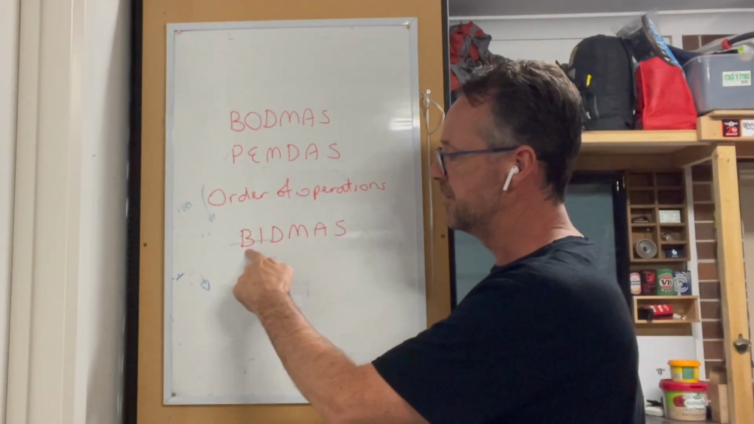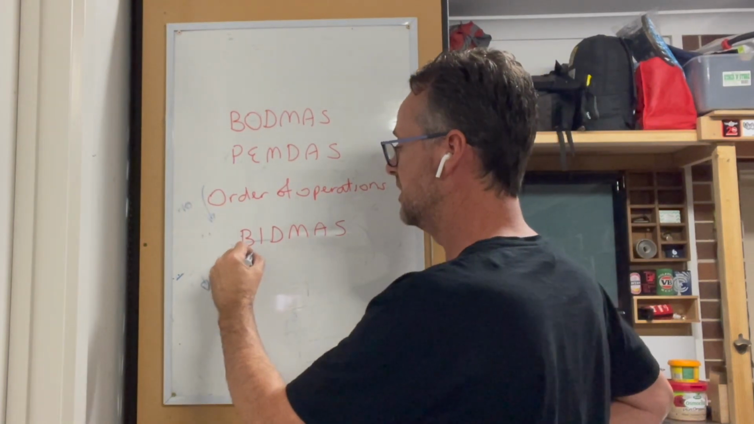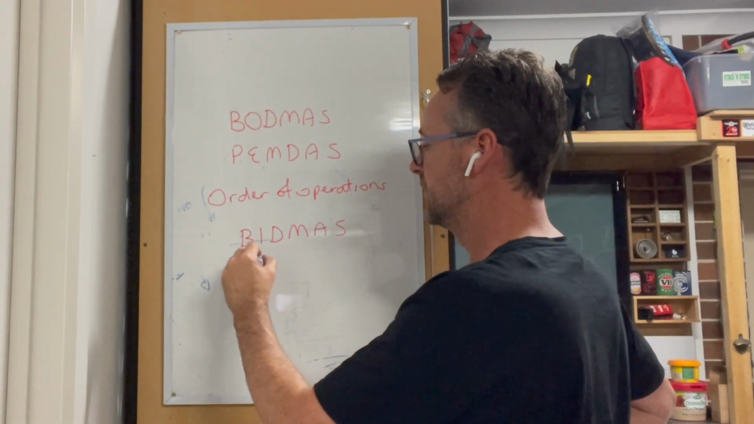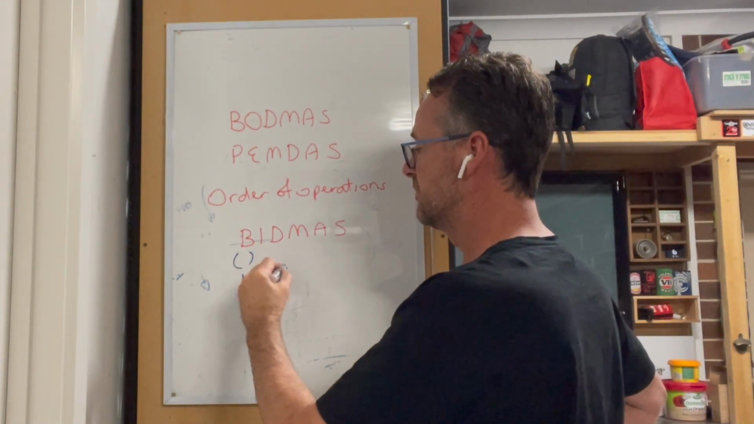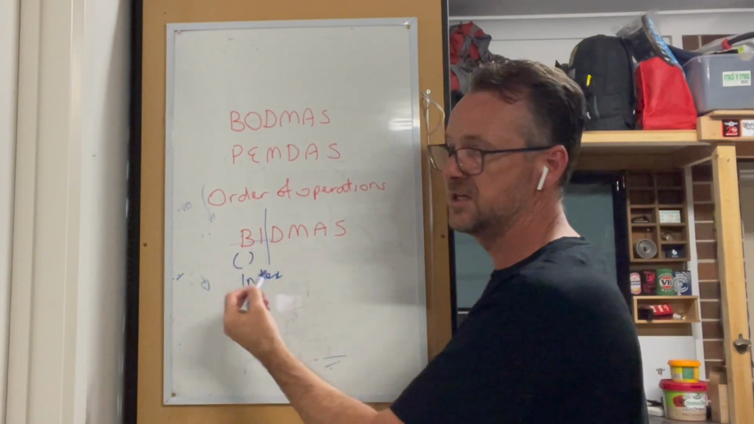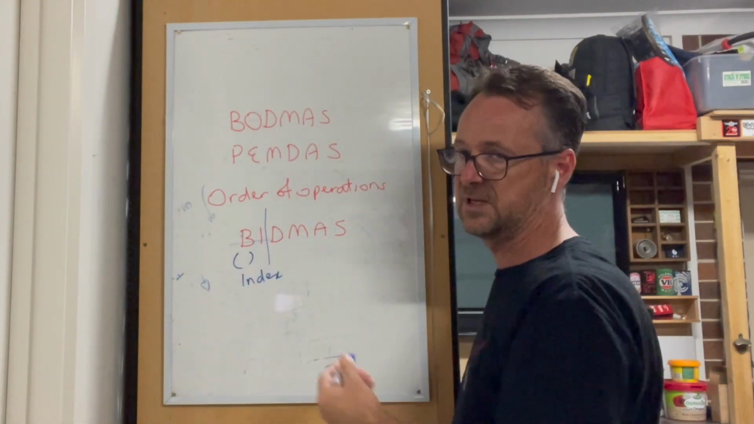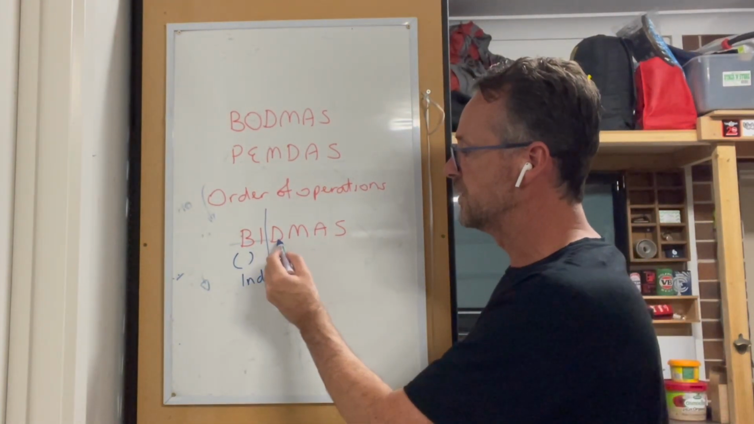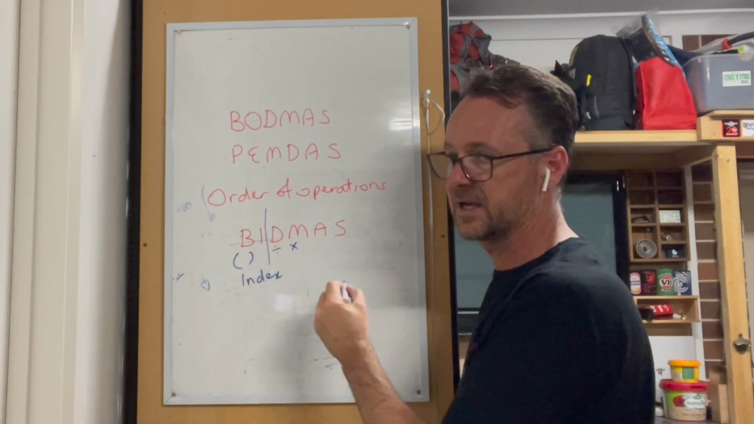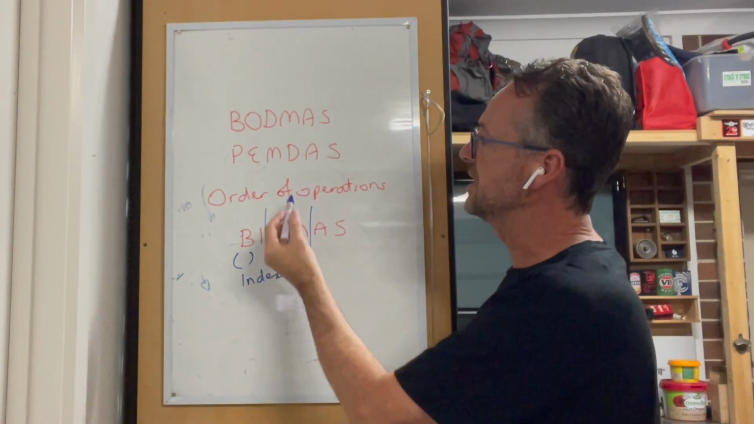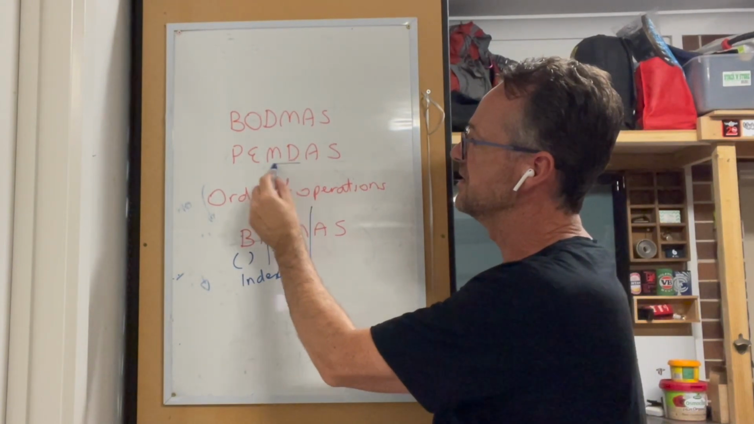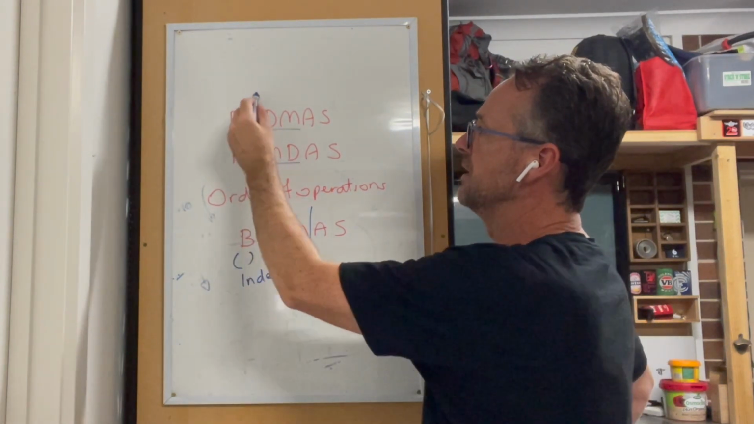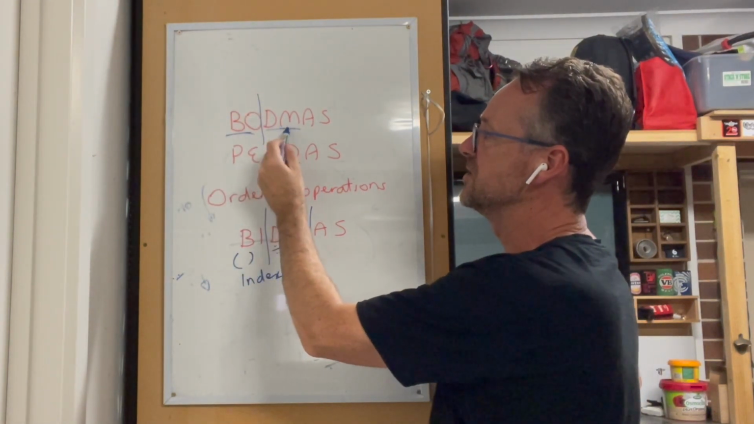So the B here is brackets, okay? And the I here is indices or index form, okay? And so really what we want to do is those two ideas first. We want to do brackets first, and we want to do index form, expand those and solve those before we go any further. The next two are division and multiplication. So we want to do those, and as you can see up here, the MD or the DM are interchangeable, so the order of those doesn't matter. As long as we're doing these two first and then these two, that's the important thing.